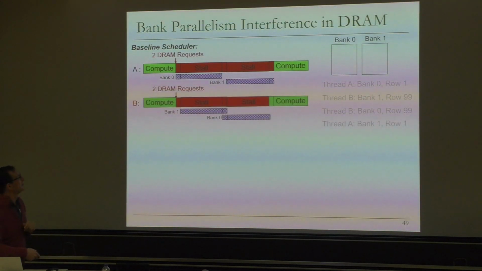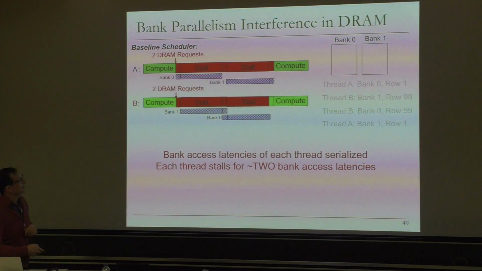Right? So let's take a look at what happened over here. Because of the way we scheduled the requests in the memory controller, both threads' requests are serialized. Right? And as a result, each thread stalls for approximately 2 bank access latencies. So they didn't overlap any of the latencies. Well, maybe there was a little overlapping here, right? So this sounds bad. The key question is, can we do better, right?